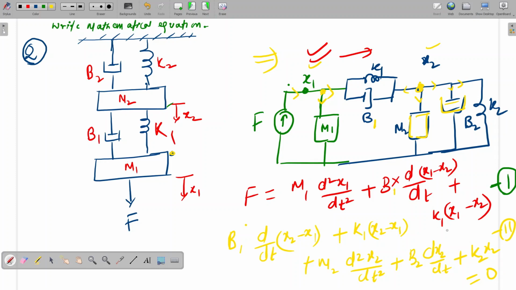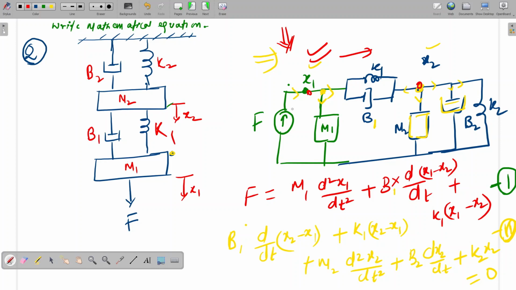The first and second equation is clear to all? Otherwise, I will explain again. For every question of this type, we should first draw the KVL equivalent circuit, the network equivalent circuit. Their displacement will be called a node. So this x1 and x2 is a node.